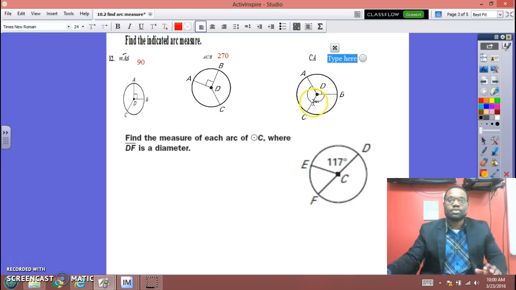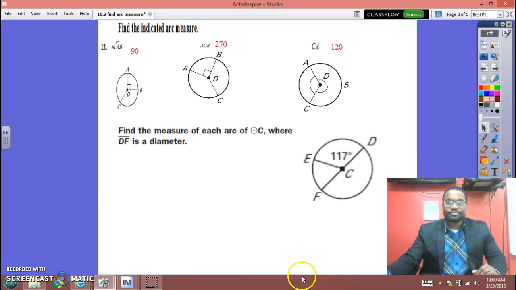Because I noticed that each one of these 3 angles are the same, which means if they're all congruent, they have to be 120, 120, 120, because those are the only 3 same numbers that add up to be 360. So what does that have to do with CA? If this angle right here is 120 degrees, arc CA is also 120 degrees.